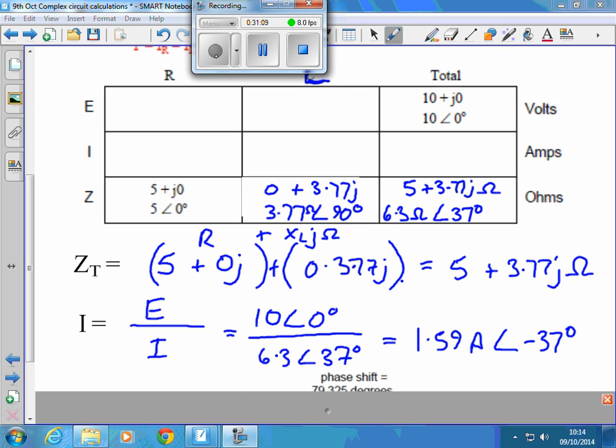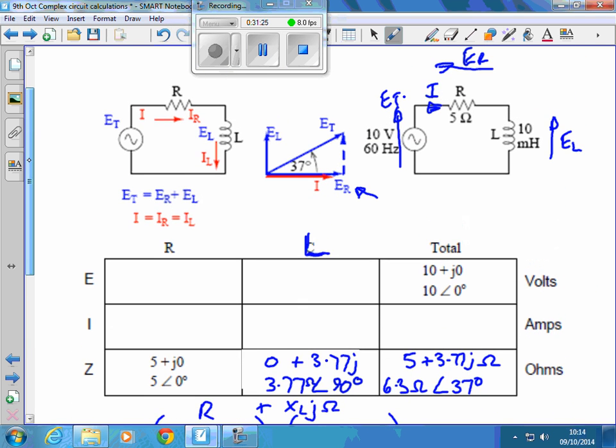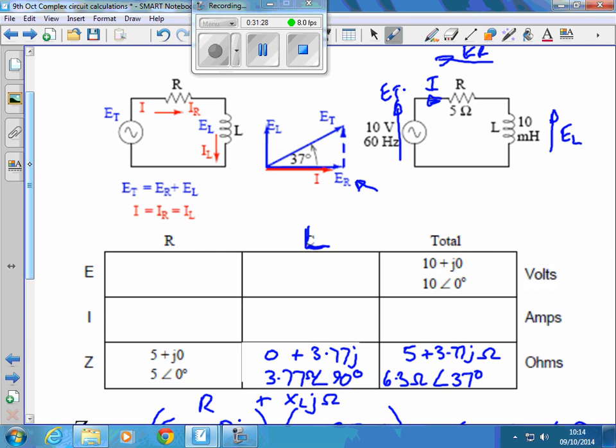Yep. So the current lags the voltage by 37 degrees. Is that right? Yeah. Does that work with CIVIL? Yeah. Does it work with the phasor diagram I had earlier? There's the voltage. What we're saying is if we shifted the voltage, so the voltage was at 0, the current would be down here, 37 degrees behind it. Or we could say the voltage leads the current by 37 degrees, makes no difference.